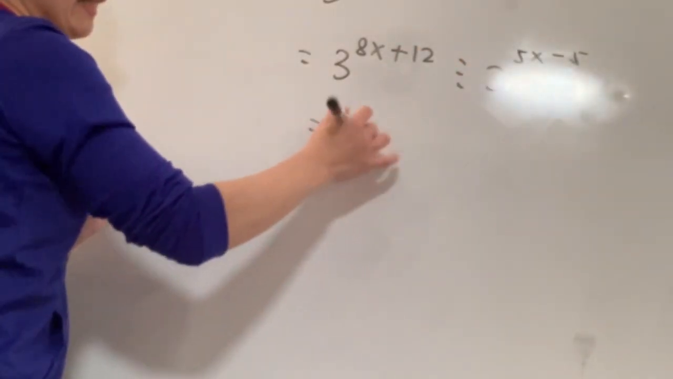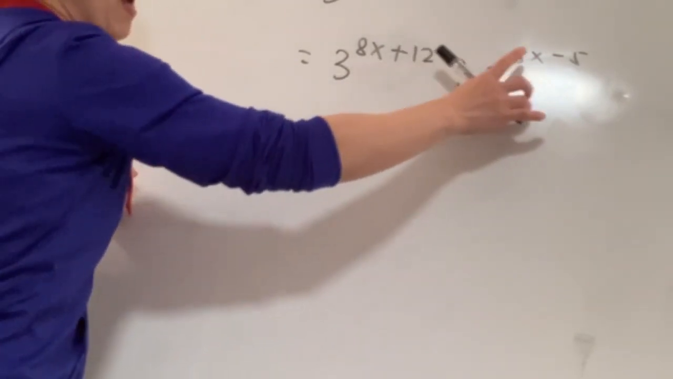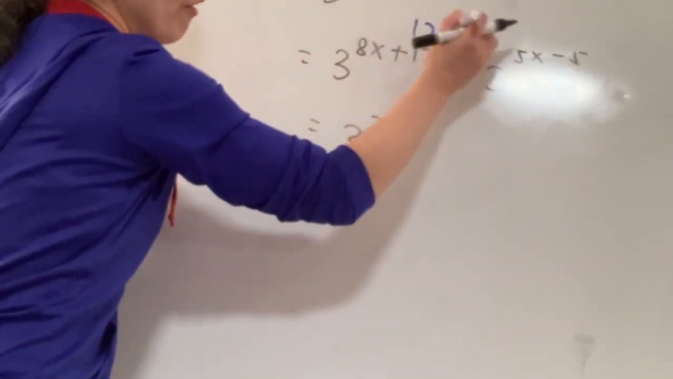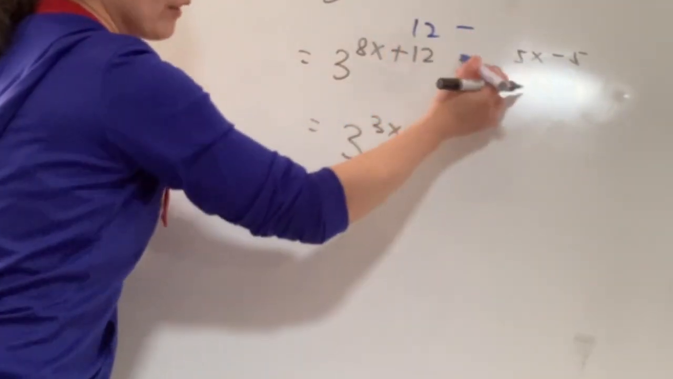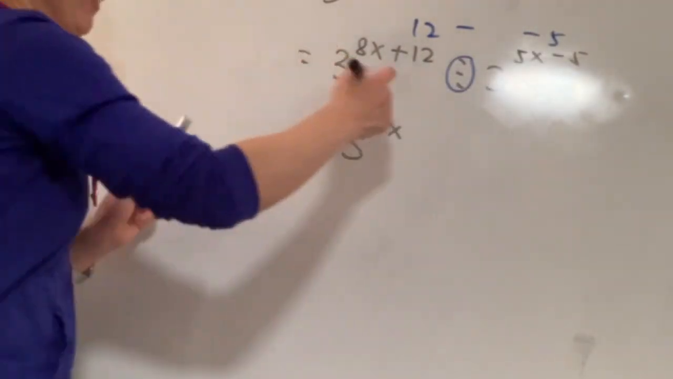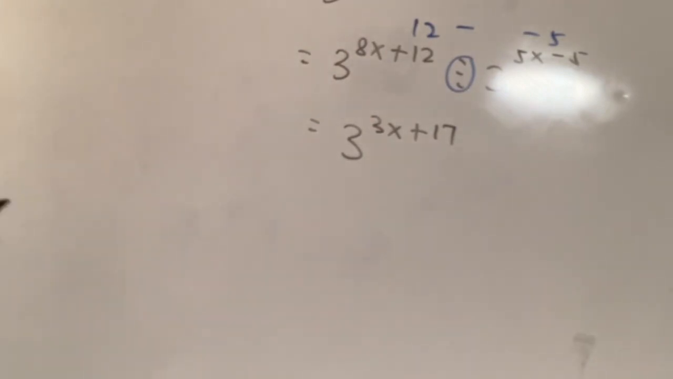Then you do minus it. 8x minus 5x will become 3x. 12 minus, okay, think of it this way. You read this way. 12 minus, because of this term, minus 5, becomes 12 plus 5, which is going to be 17. That will do.